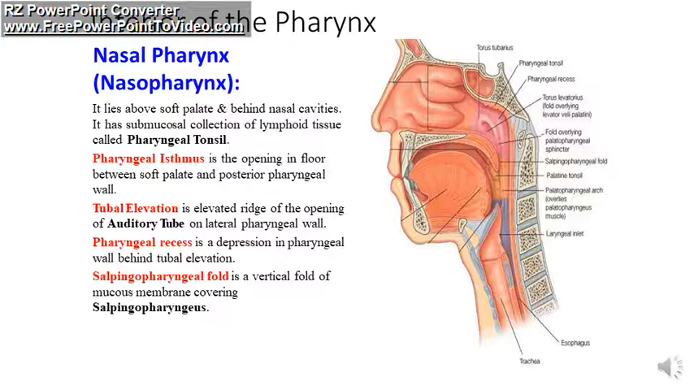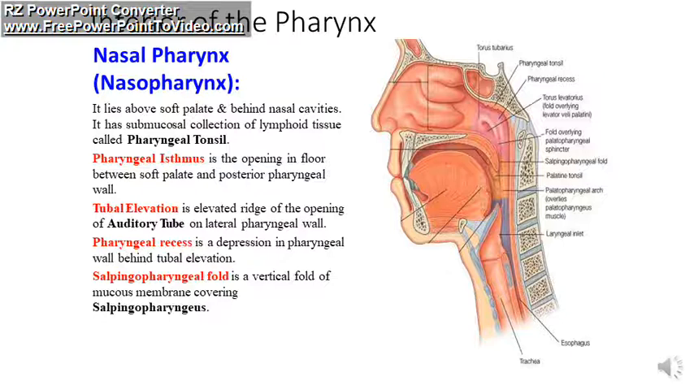The interior of the pharynx, as you know, is lined with a mucous membrane that forms what is called the nasopharyngeal area. This is what's called the nasopharyngeal area. There is an isthmus. The isthmus, you see, is the opening in the floor between the soft palate and the posterior pharyngeal wall.